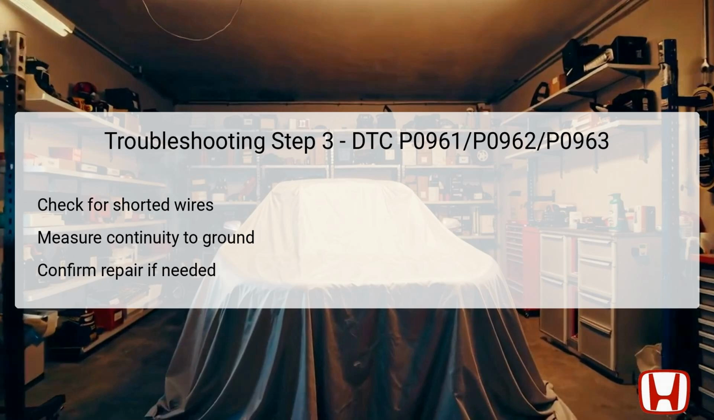Conversely, if no continuity is detected, it indicates that the wires are intact, and the focus should shift to replacing the hydraulic control unit. This step is vital for restoring functionality and ensuring that the automatic transmission operates smoothly. A systematic approach in these checks allows for targeted repairs, thus enhancing the efficiency and reliability of the vehicle.